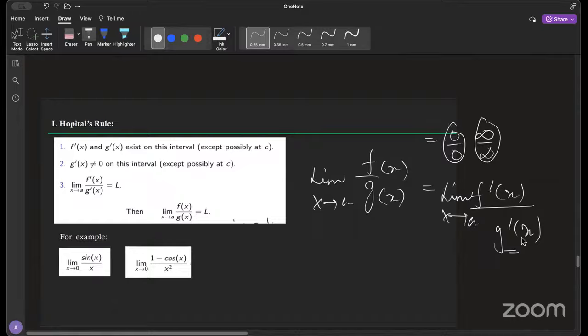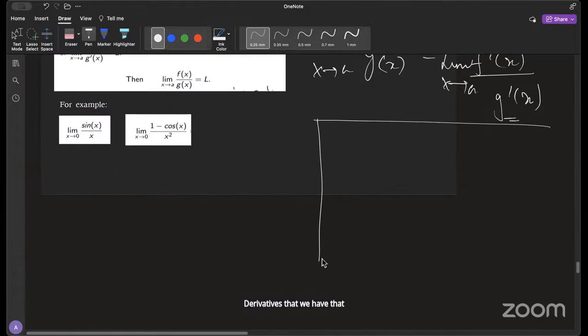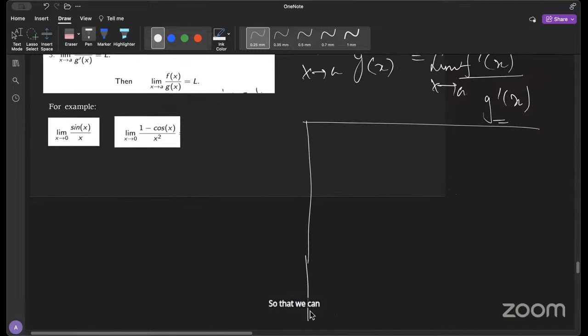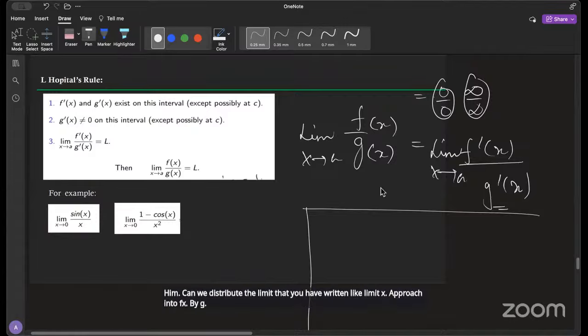So before moving on to L'Hopital's rule, let me just write down the basic derivatives that you need to know. Ma'am, can we distribute the limits that you have written, like limit x approaching a of f(x) by g(x), is that equal to limit x approaching a of f(x) by limit x approaching a of g(x)?